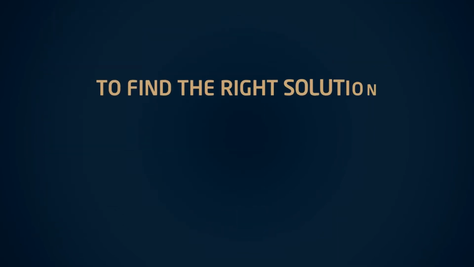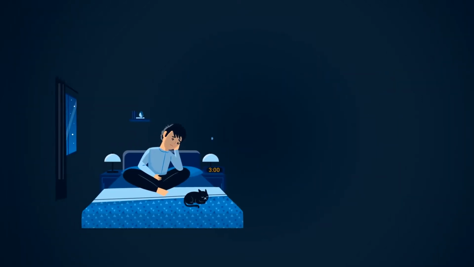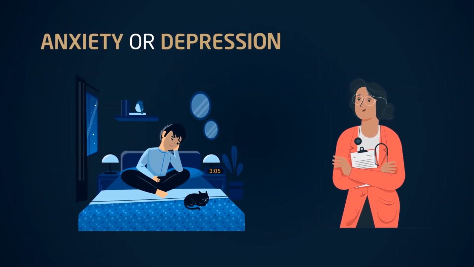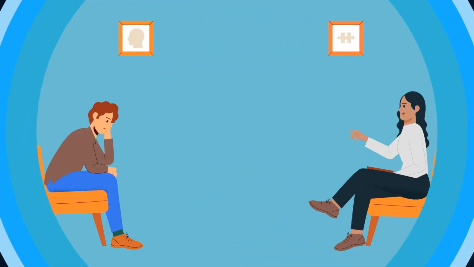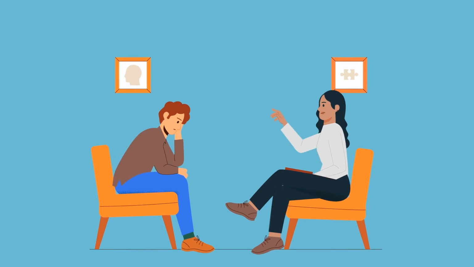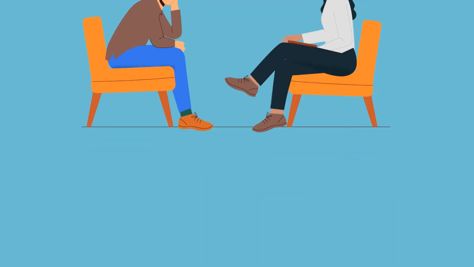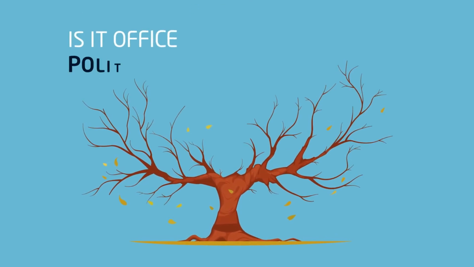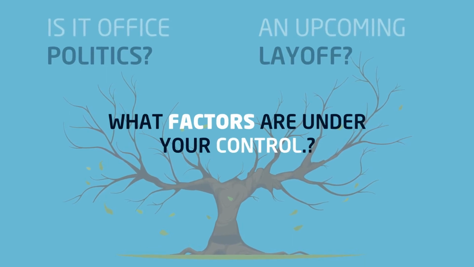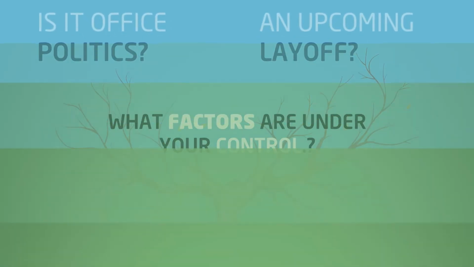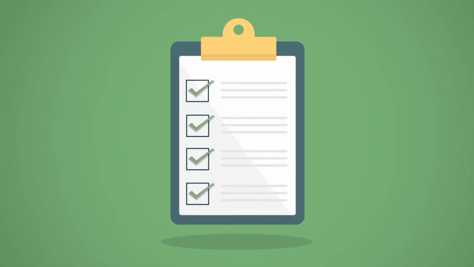To find the right solution, the first step is to determine its seriousness. If it is creating physical or mental problems like anxiety or depression, consult a doctor or psychologist. If the situation is not that bad, you can start by accepting the problem. List down the symptoms like Monday morning blues. Then find the root cause. Is it office politics? An upcoming layoff? Then analyze what factors are under your control. Then, finally, create a list of corrective actions that you can take to change the situation.